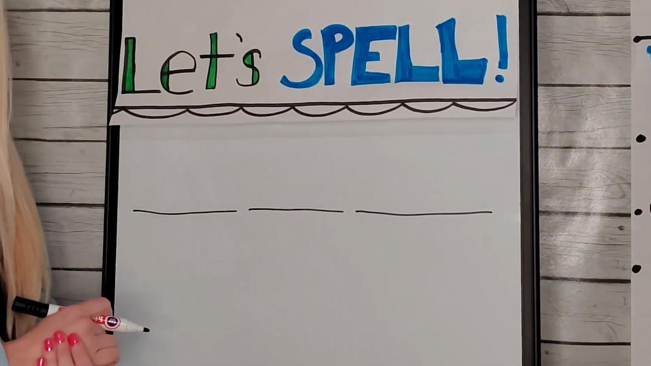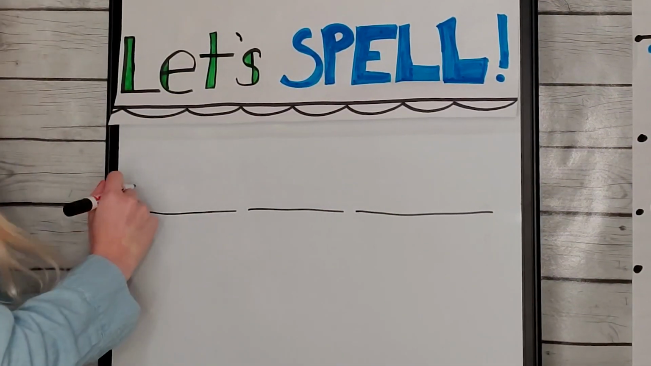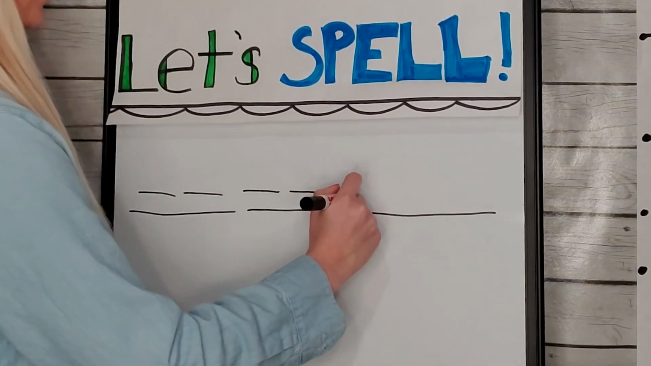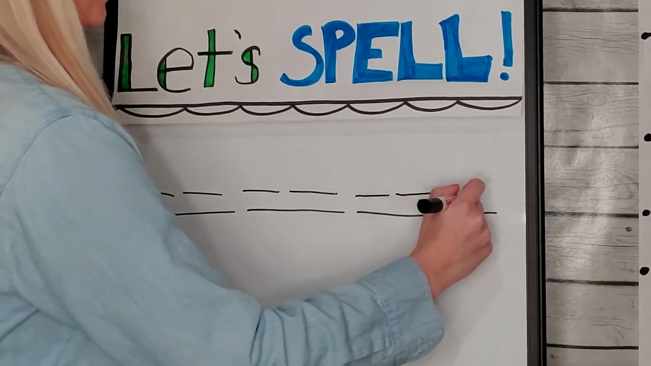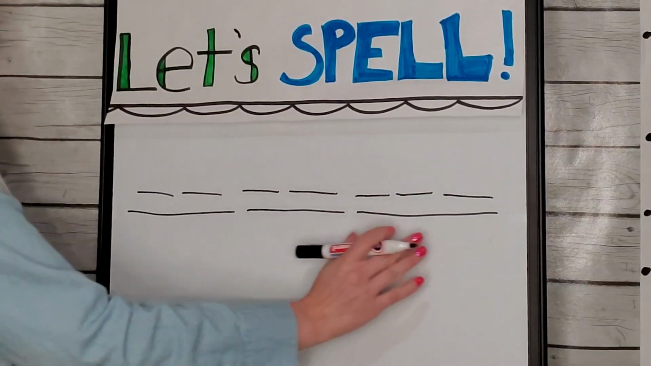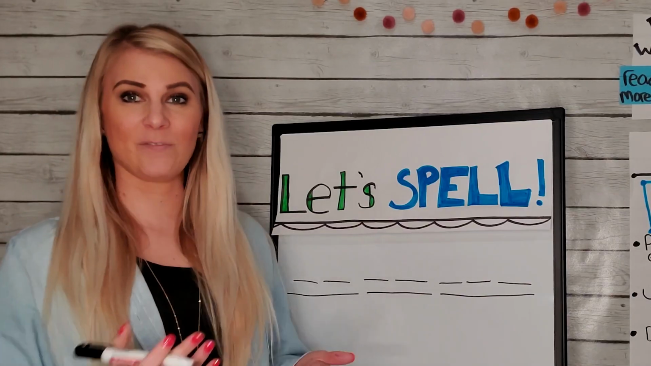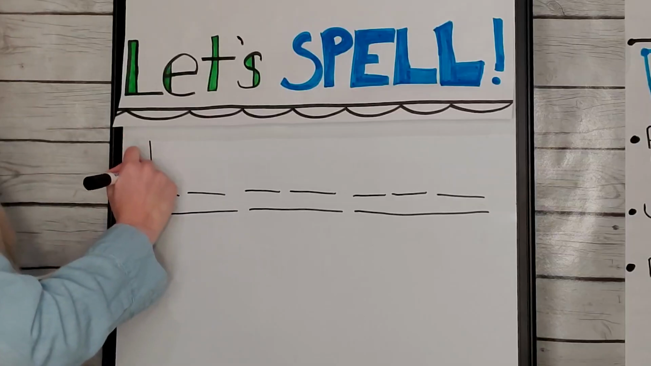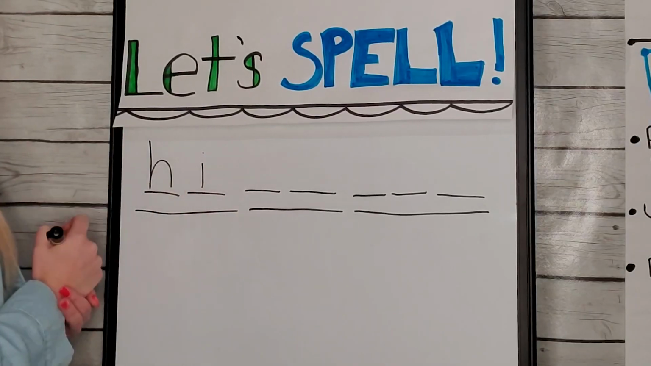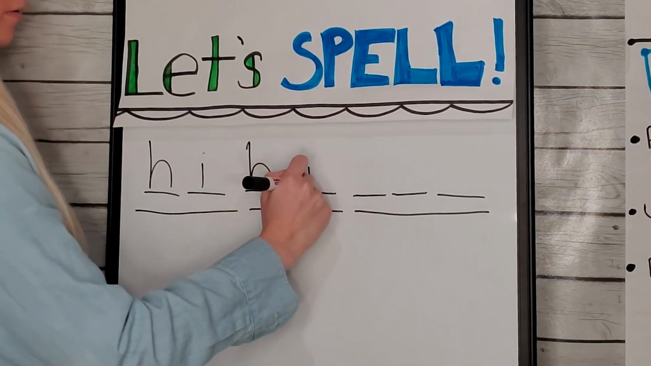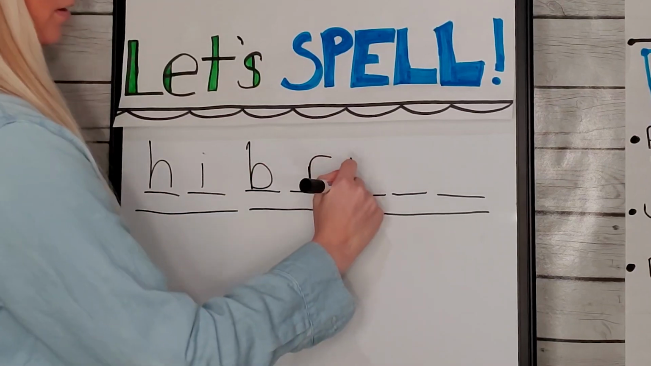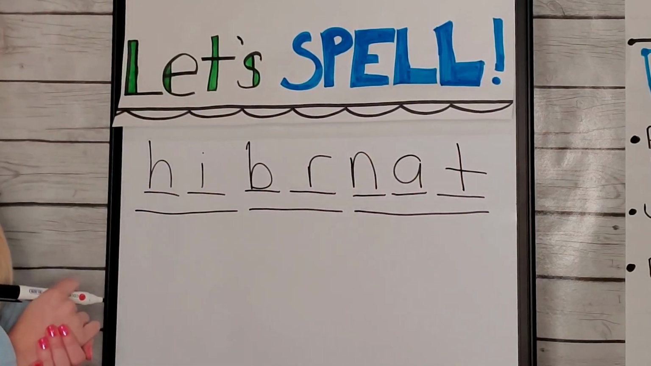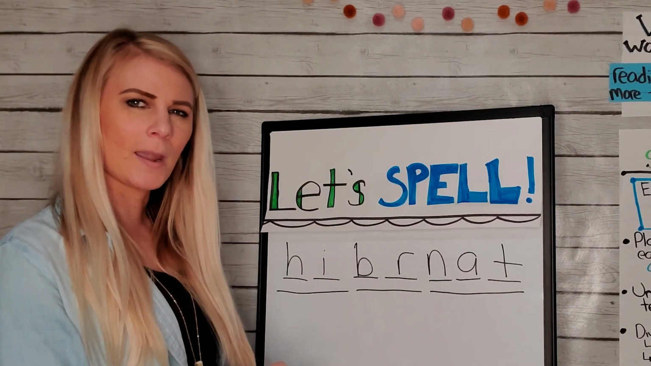Now I need to think about the sounds in each of these word parts. I, b, n, a, t. Hibernate. Now it's time for me to think about the letters that represent these sounds. I, b, n, a, t. Something doesn't look right to me.